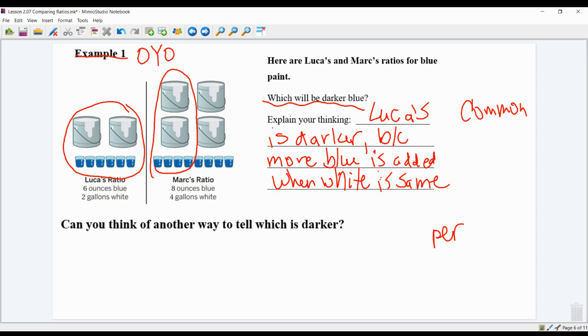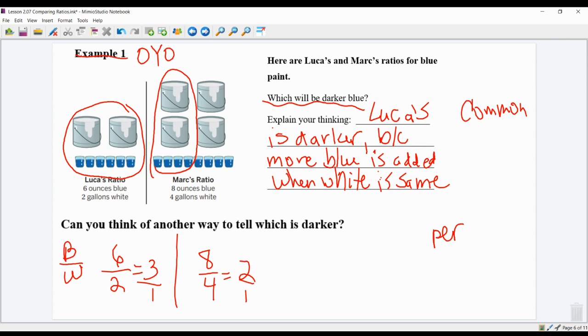So per is dividing. I divide the blue by the white, and because blue's on top, the bigger number is darker in blue. So when I create the ratio for Luca, it's 6 divided by 2 equals 3, and for Mark, it's 8 divided by 4 equals 2. In this example, the darker color is the, this is per 1, and this is per 1. The darker color is Luca's, because the number of blue is more when white is 1.